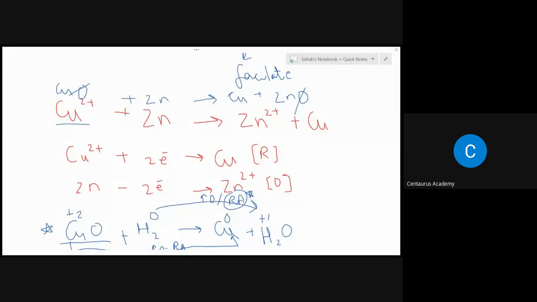And for the half equations, you will be adding in the electrons. So copper 2+ ions are going to gain, obviously, 2 electrons, which is why they will be reduced to form copper. And zinc is going to lose 2 electrons, which is why it is going to become oxidized to form zinc 2+ ion. So this is going to be the half equation, and the top one, which has all the ions without any electrons, is going to be your complete ionic equation. Are we clear?